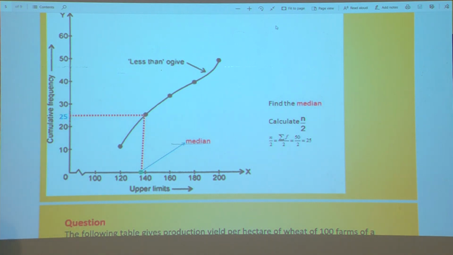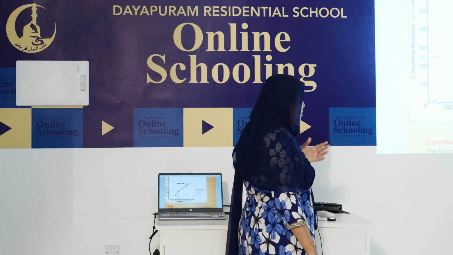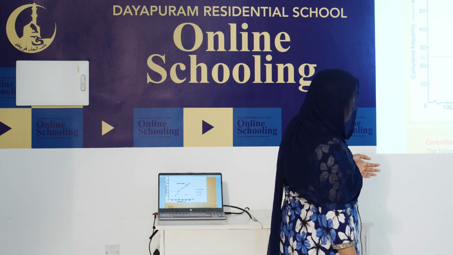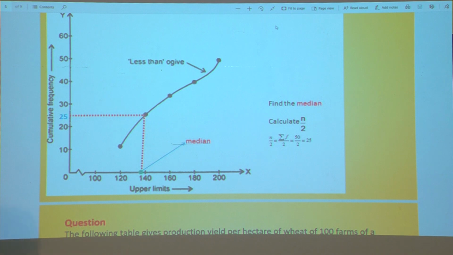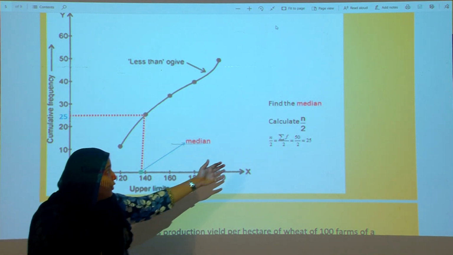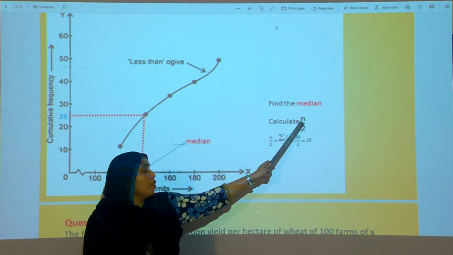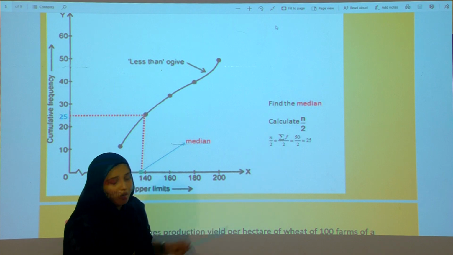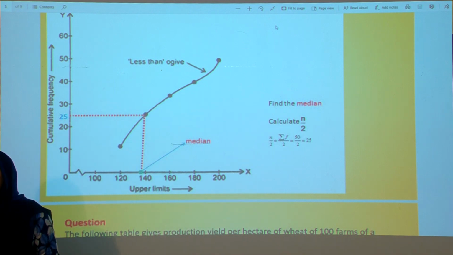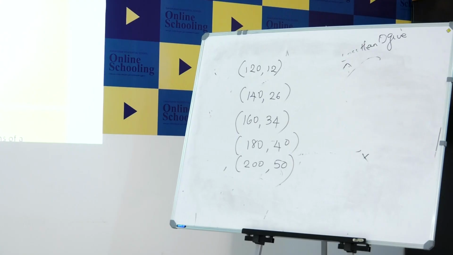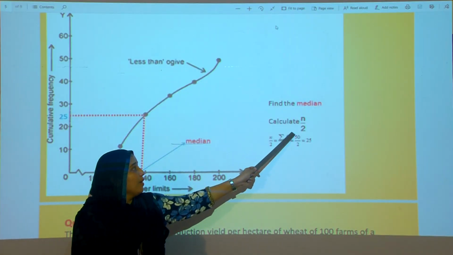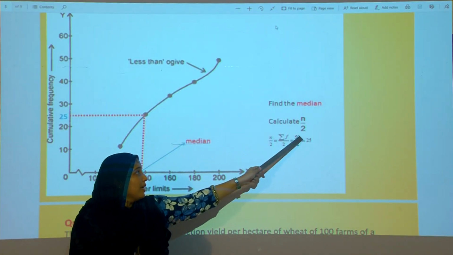So we get a less than type ogive. Next we want to calculate the median of this data. The median means we calculate n by 2, where n is the total number of observations. Total number of observations means the sum of all frequencies. Here we add all frequencies and we get 50.